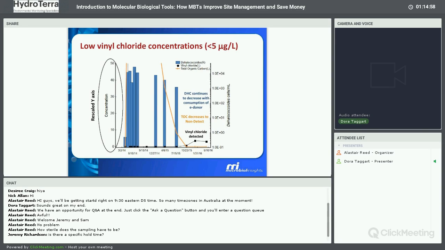It doesn't have enough electron donor to support growth, and redox conditions become less favorable. We see ferrous iron decrease, sulfate increase, and a return to less anaerobic conditions with consumption of the donor. Once Dehalococcoides decreased, vinyl chloride was detected at very low concentrations. So this provided additional convincing evidence that reductive dechlorination of TCE had occurred when those conditions were right.